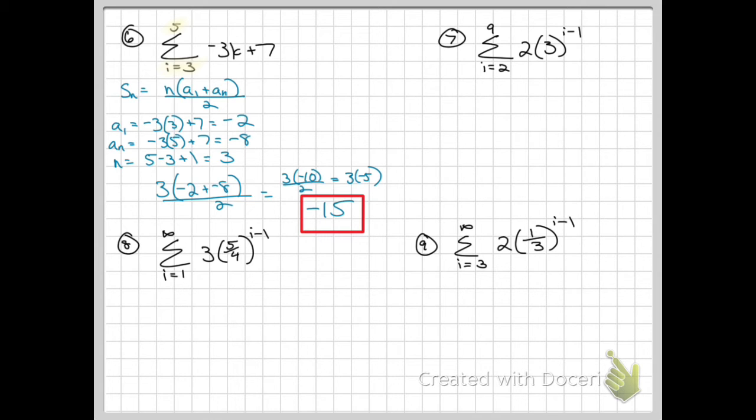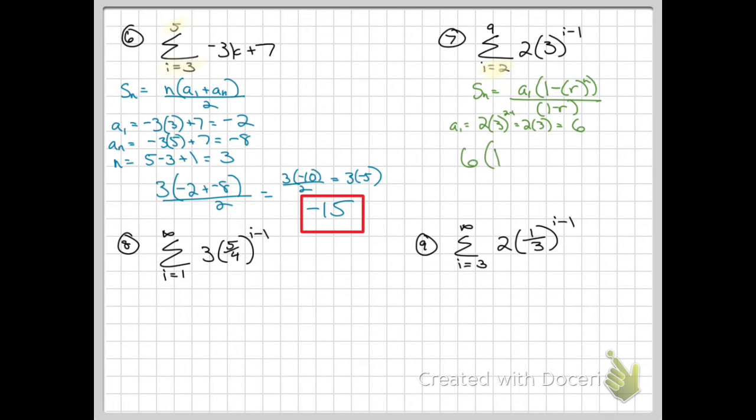Number 7, geometric because it's got an exponent. Not to infinity, right? Because the top is 9. So our sum is a1 times parentheses 1 minus r to the n, all over parentheses 1 minus r. Again, use i, the index. This time we're plugging in 2. So a1 is going to be 2 times 3 to the 2 minus 1, which is 2 times 3, which is 6. Everything else comes from the formula.